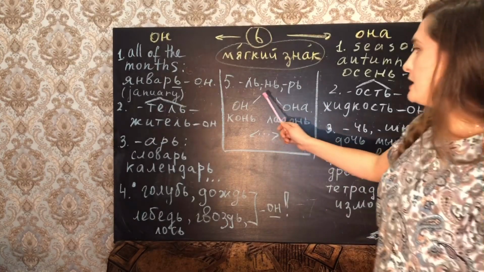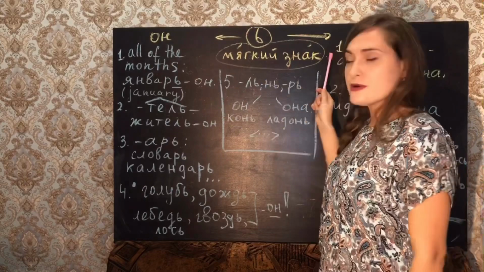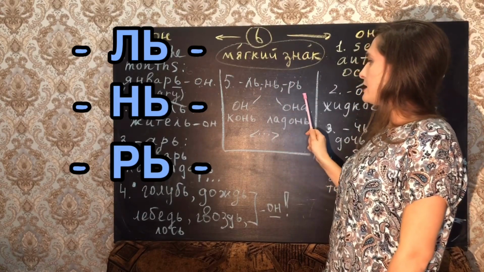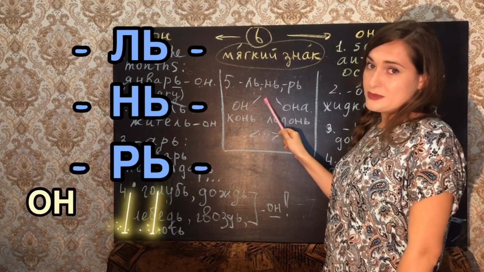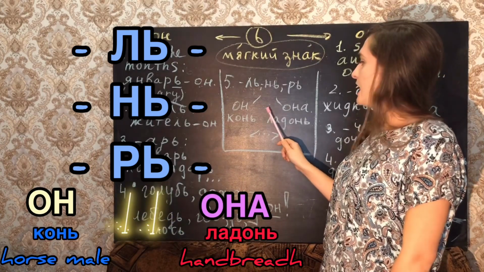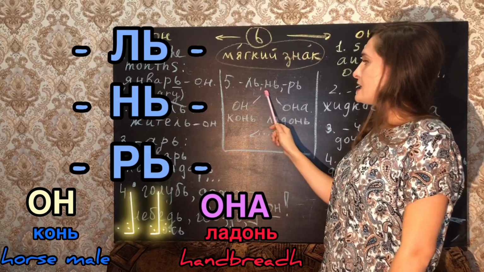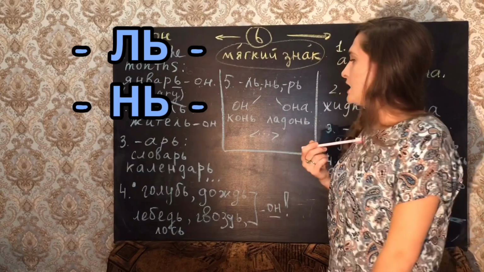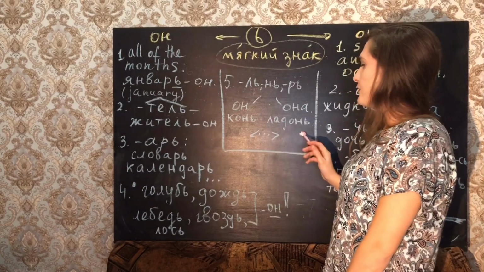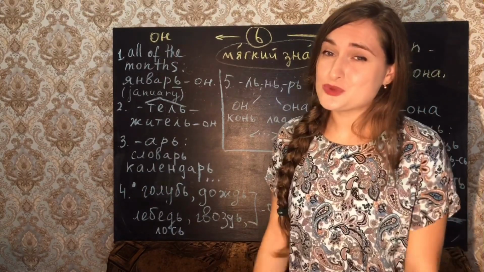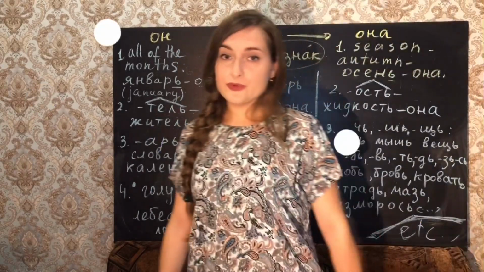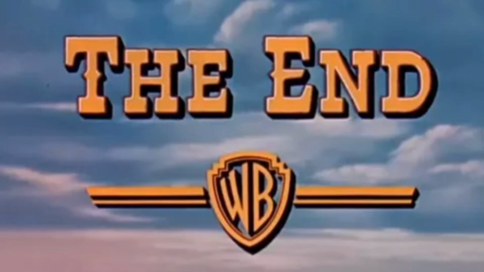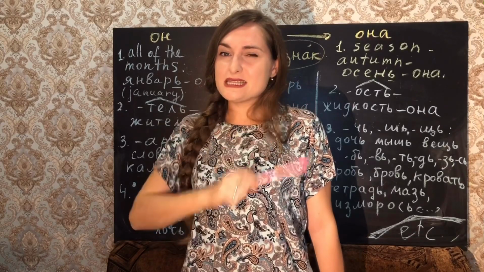And the fifth one can combine masculine and feminine, the endings л, н, р, both он and она. I mean that if the word ends on л, н, р, it can be masculine or feminine. So guys, you have to just memorize them. The full list of it will be added at the end of this video, at the last seconds.